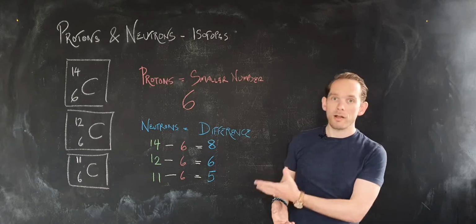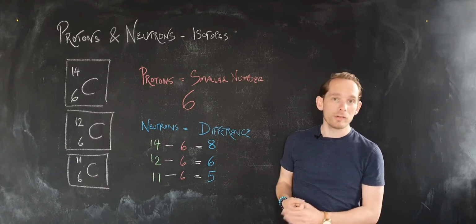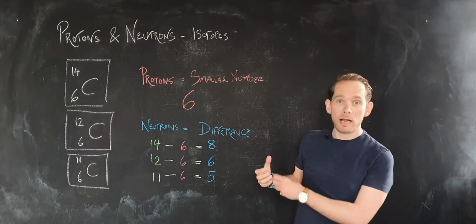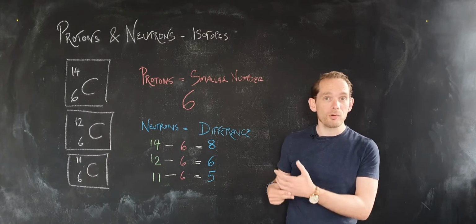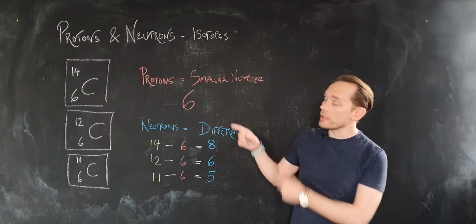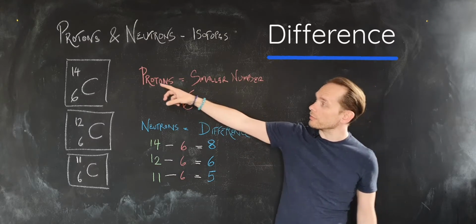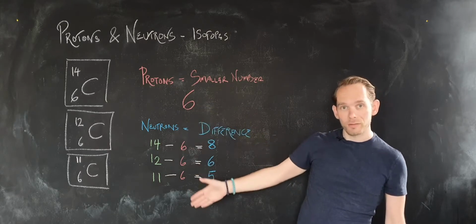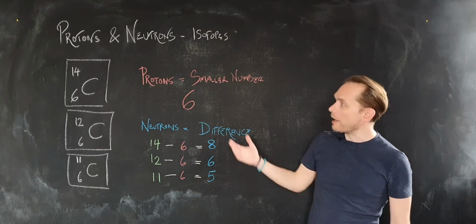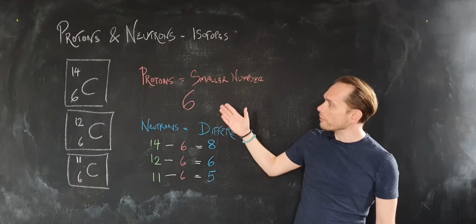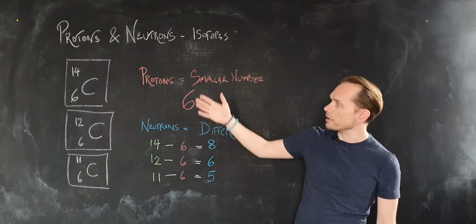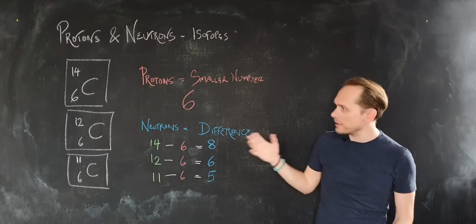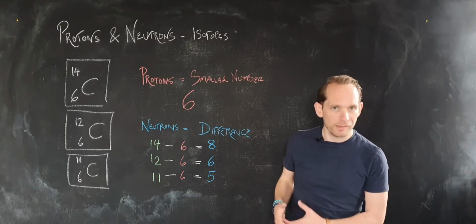Now, to work out the number of protons, you literally read the bottom number, nice and simple, and that's true for anything. And to work out the number of neutrons in an isotope or an atom, you need to work out the difference between the big number and the small number. So in the case of these isotopes of carbon, if you're asked how many neutrons there are, the number of neutrons is the difference between the bigger number and the smaller number. So in this case, 14 minus 6 would be 8. 12 minus 6 is 6, 11 minus 6 is 5.